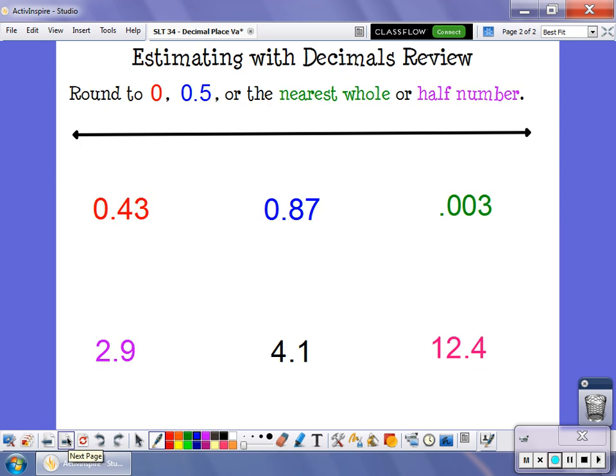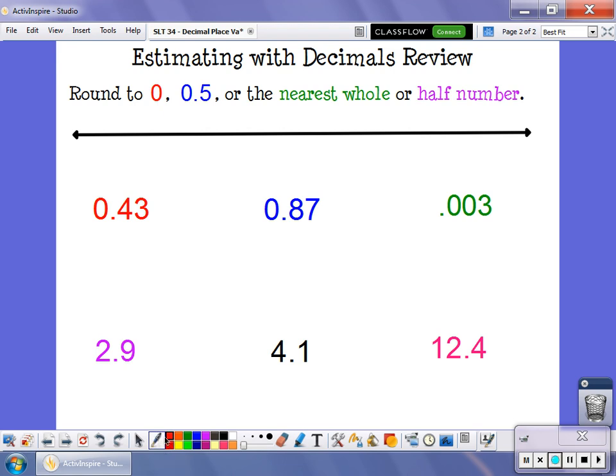Now, when you think about decimal place value, you can use decimal place value to help you estimate. Okay? And if you have numbers that are less than 1, when you go to estimate, you want to think about, is this number closer to 0, a half, or 1? And anytime you have numbers bigger than 1, you want to think about the two whole numbers that would be around it, and which one is it closest to.